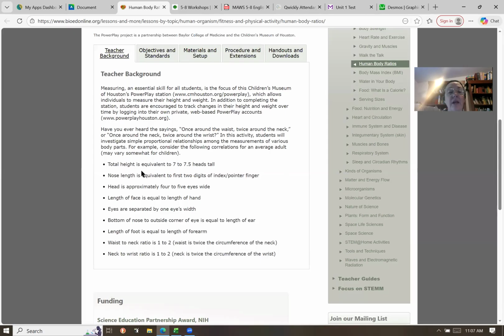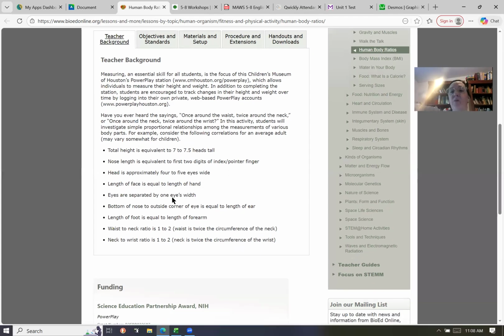Okay. Your total height is equivalent to about 7 of your heads tall. Nose length is equivalent to the first 2 digits of your index finger. Your head is approximately 4 to 5 eyes wide. So if you were drawing my face, if you took my eye, you could put 4 to 5 of those in a row to get about the right proportion for my face, which I know I have a narrow head, but that's about what it is.